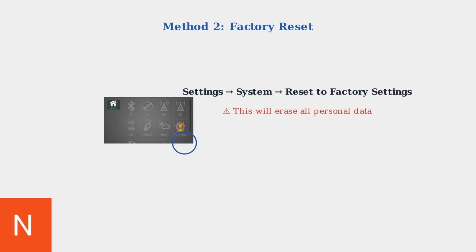If a soft reset doesn't solve the problem, you may need to perform a factory reset. This will erase all your personal settings and data. For a factory reset, you'll need to navigate through the MyLink menu system. Start by accessing the Settings menu from your home screen. Navigate to Settings, then System. Then select Reset to Factory Settings.